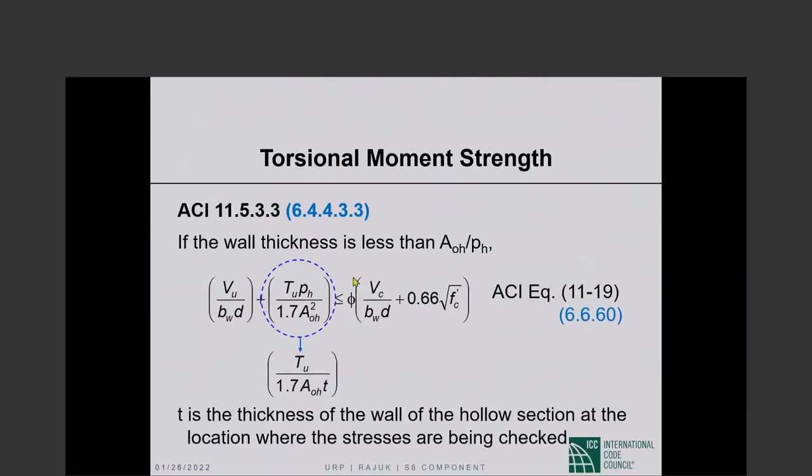If the wall thickness is less than A sub 0h by P sub h, A sub 0h and P sub h were very carefully defined, then in this expression, A sub 0h by P sub h shall be replaced by the wall thickness t. That's what we have done. A sub 0h divided by P sub h is taken equal to wall thickness if it actually is less than the wall thickness. That's all we are saying. This is again a detail.